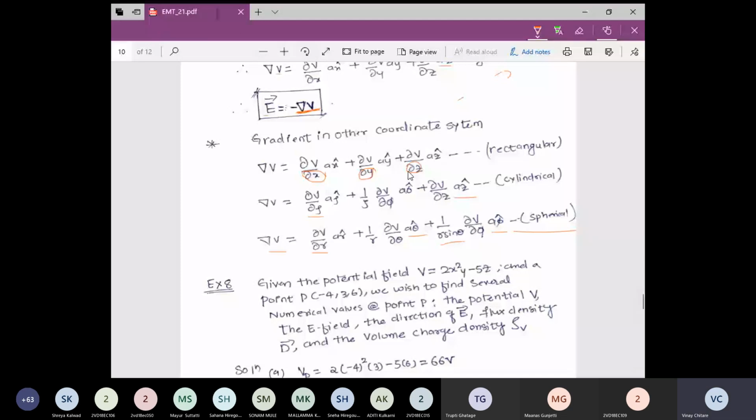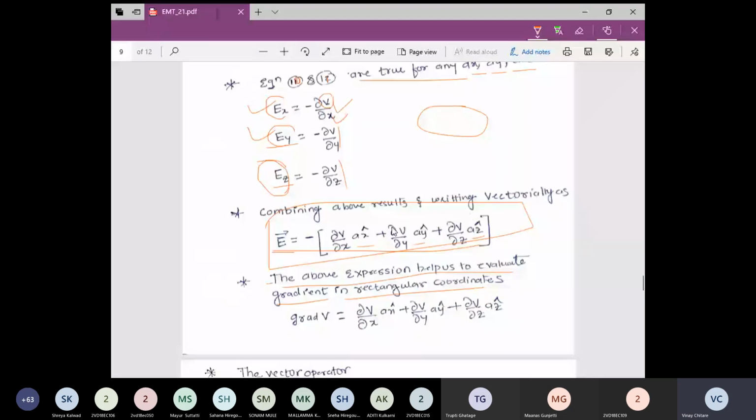Now if you remember, in the cylindrical coordinate system the differential length along a rho hat is d rho, and here you should write it as dou rho. The differential length along a phi hat is rho d phi, and here we should write it as rho into dou phi. So here we have quite a hint to remember these gradients in different coordinate systems. So this is all about gradient.